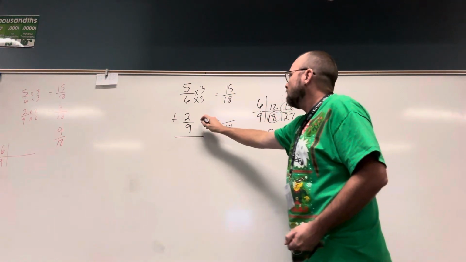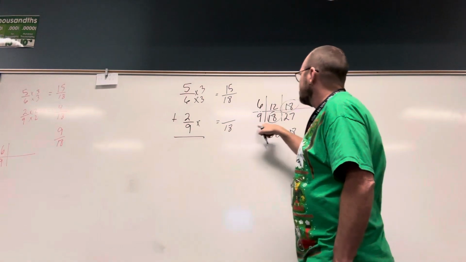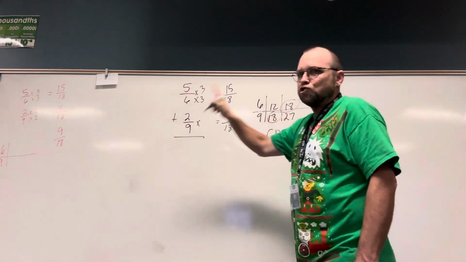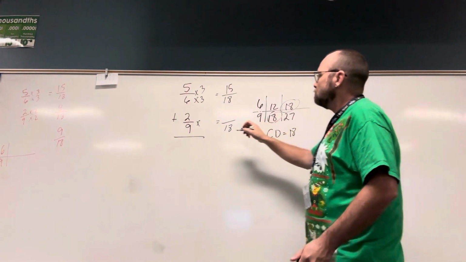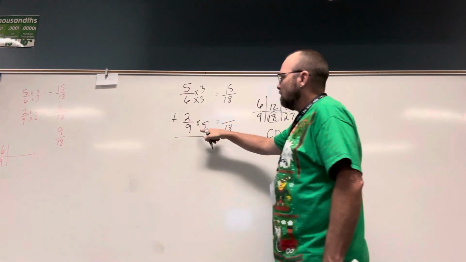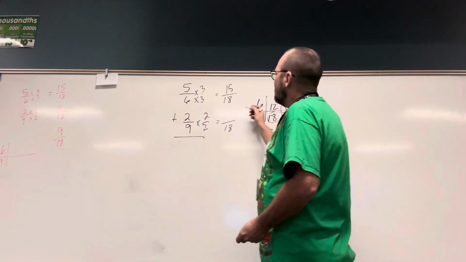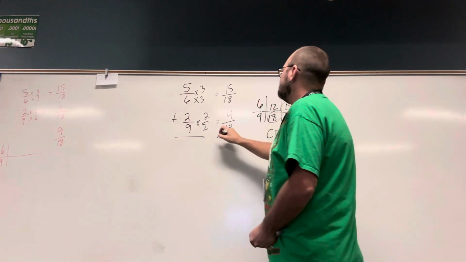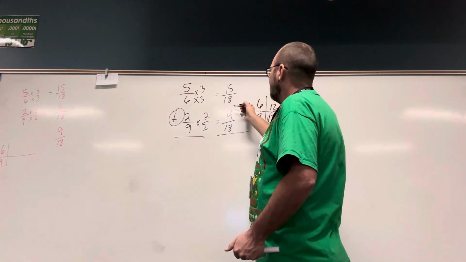Now I need to multiply 9 by something that equals 18. 9 times 2 equals 18. If I multiply my denominator by 2, I have to multiply my numerator by 2, and I get 4. I always check my sign. I'm going to end up with 15/18 and 4/18.